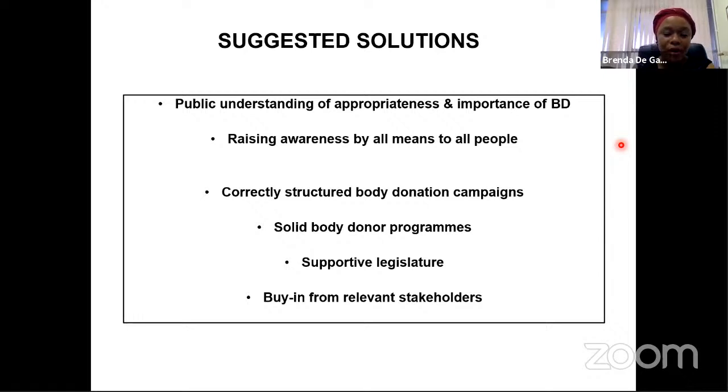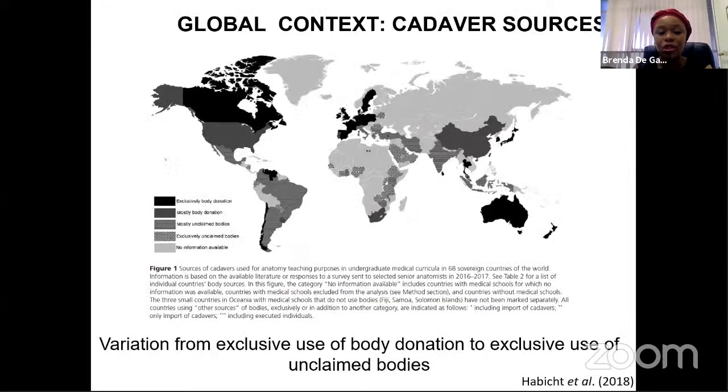Solid body donor programs, supportive legislature, which we have in South Africa. Thankfully, we still have countries that are still on their journey to ensuring that they have this, and have buy-in from relevant stakeholders. And when I say stakeholders, really there are many: religious organizations, traditional leadership, individuals themselves from the public in all their different population groups. So relevant stakeholders, them buying into body donation is important.